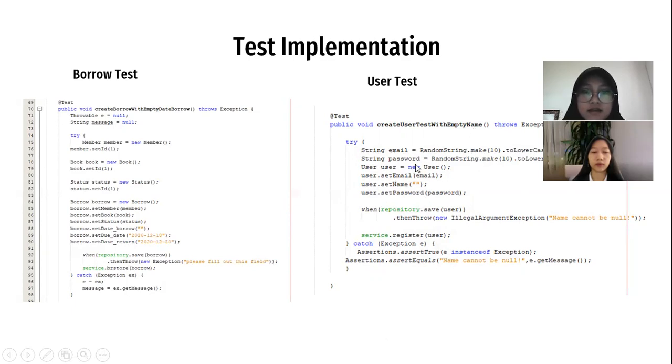And the last is user test. We try to create user test with empty name. The name is empty, and the result will be name cannot be null, or the name cannot be empty.